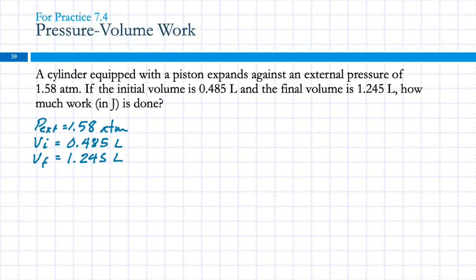It's asking how much work is done. Well, we just learned that work is equal to negative external pressure times the change in volume. We have to calculate the change in volume. That delta means you take the final value minus the initial value.